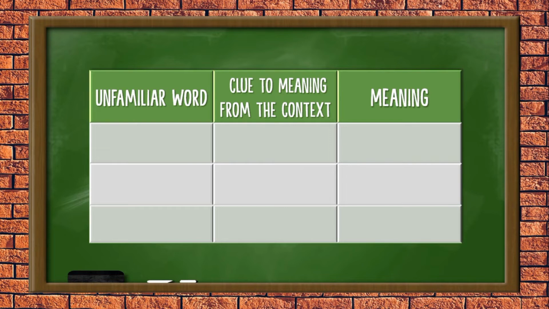To make it easier on your part, draw this 3-column table. In the first column, write the unfamiliar word highlighted in the context. The second column should contain the clue you'll find from the context. And the third column is the meaning you have deduced as suggested by the clue to meaning.